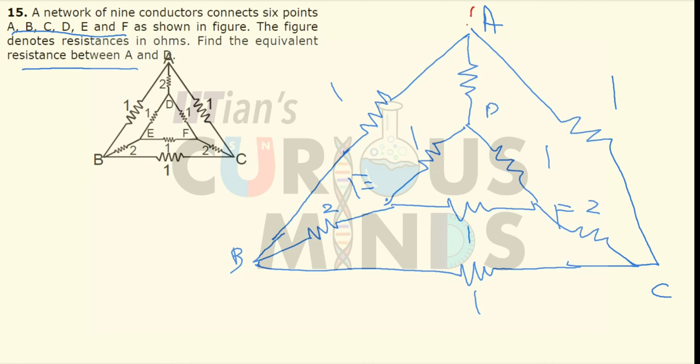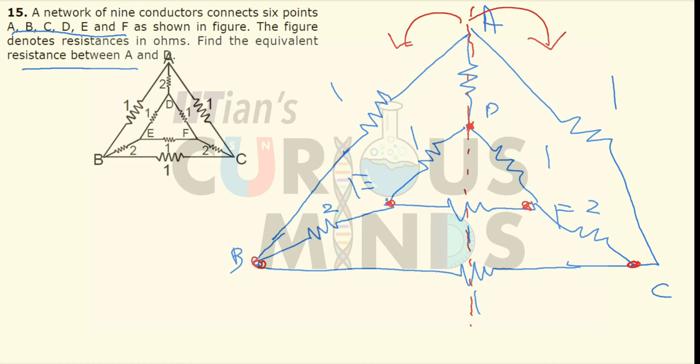You can clearly see over here a folding symmetry. Before I apply the folding symmetry, I can say that the given circuit is the same on the left as well as the right hand side. So I can say that from point D, E and F are at equal potential. From point A, B and C are at equal potential.